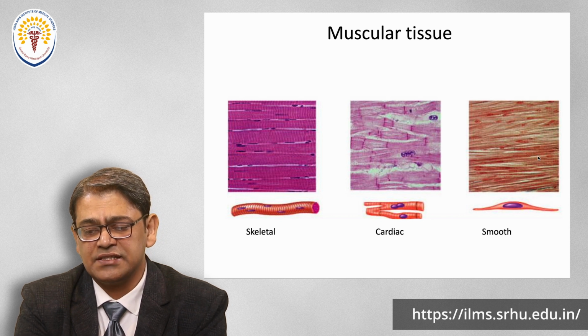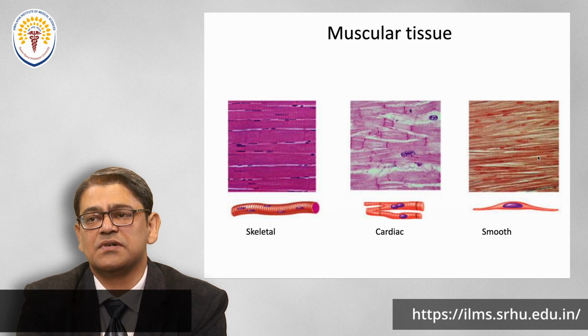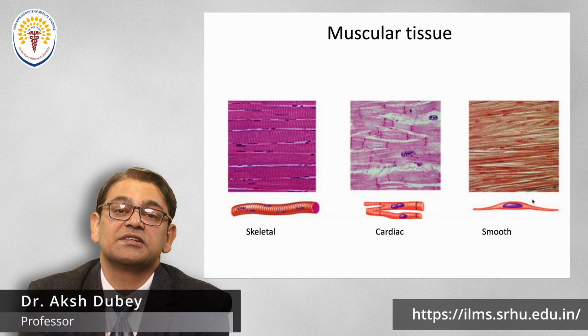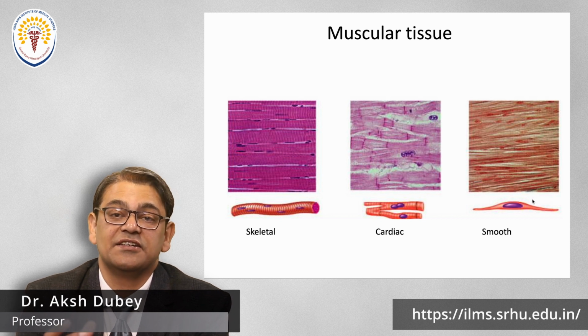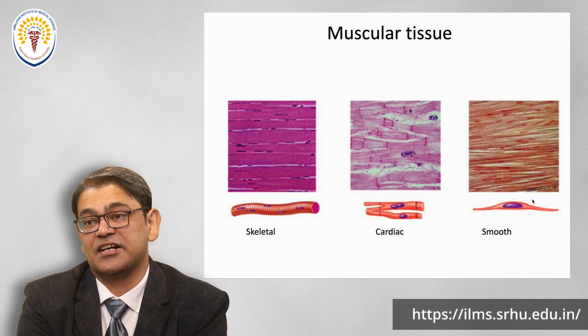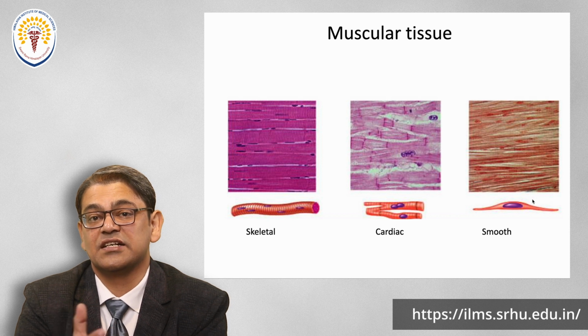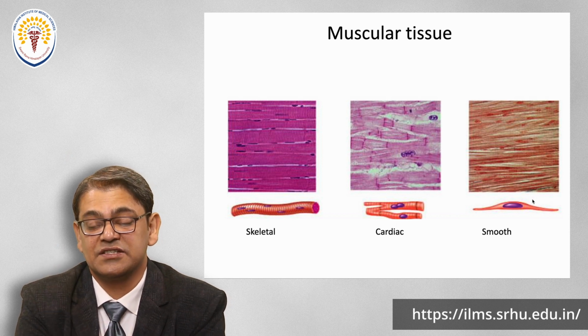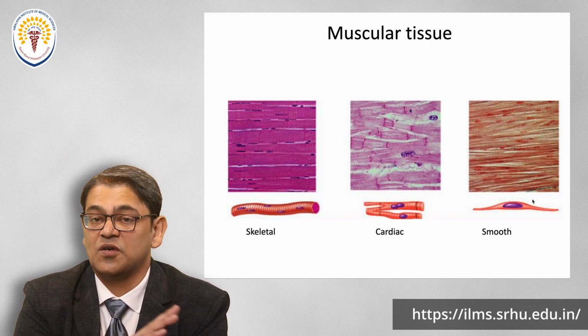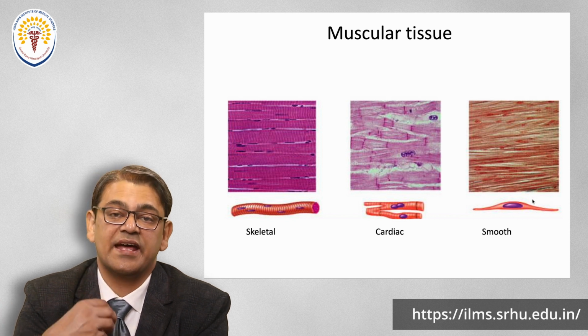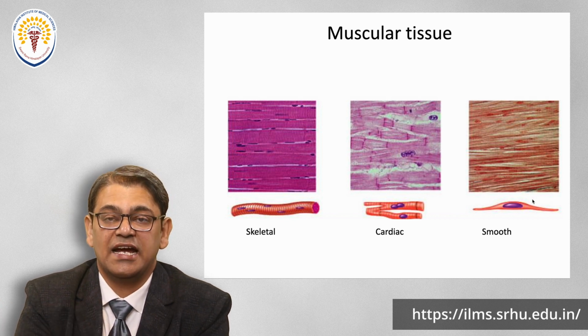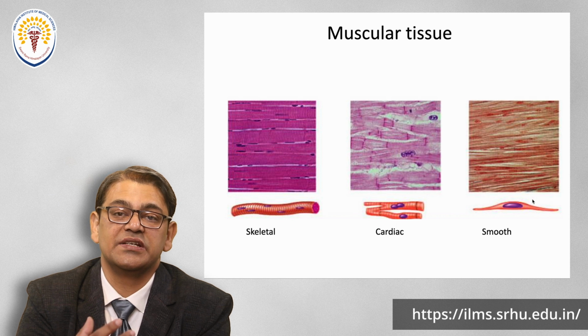Now we move to the third one, the smooth muscles. Smooth muscles are present especially in GIT organs, the gastrointestinal tract organs, where we know that inner circular and outer longitudinal layers of smooth muscles are present. They are not at all in our control. They are involuntary muscles, and these muscles have a very unique shape.